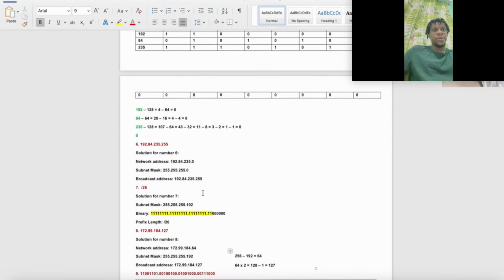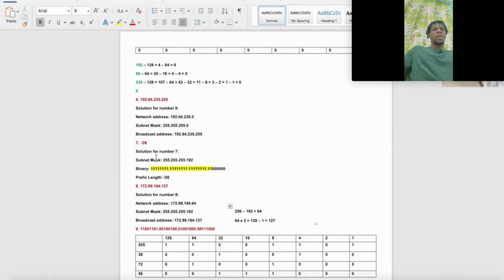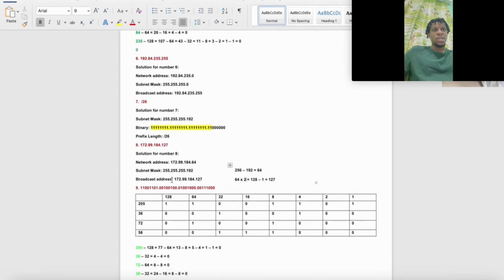Number 7, solution for number 7. The subnet mask is 255.255.255.192. The binary is 11111111.11111111.11111111.11000000. Then the prefix length is /26.